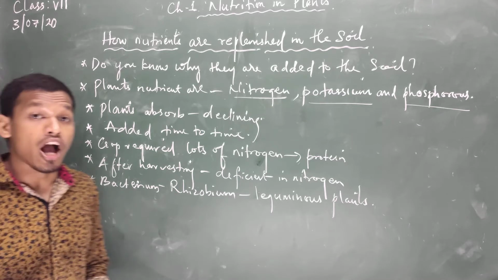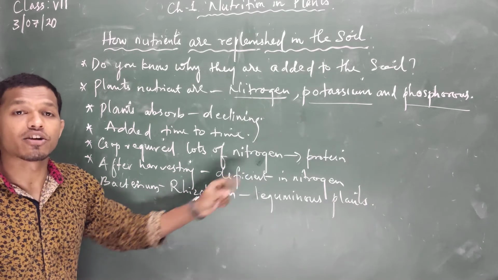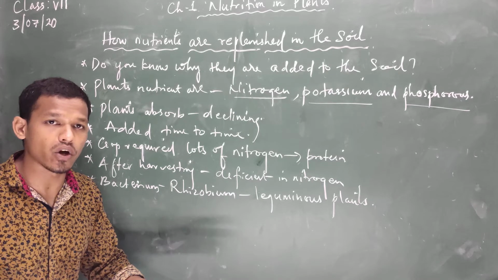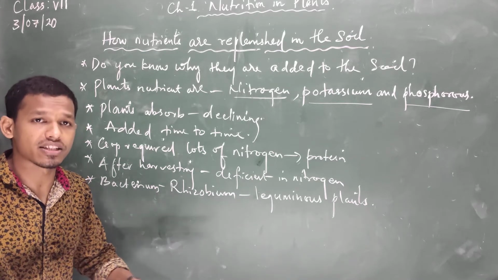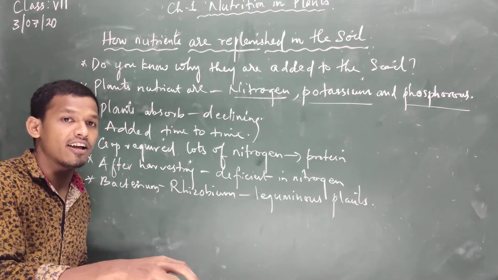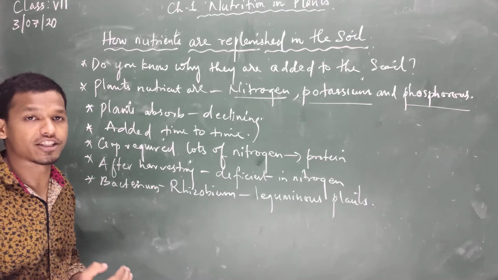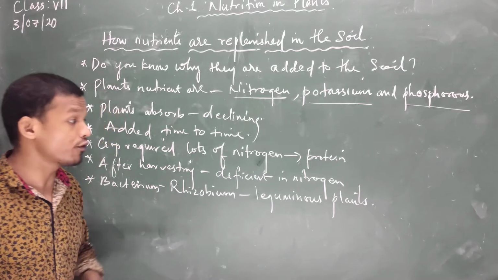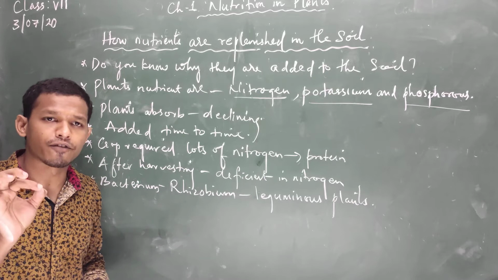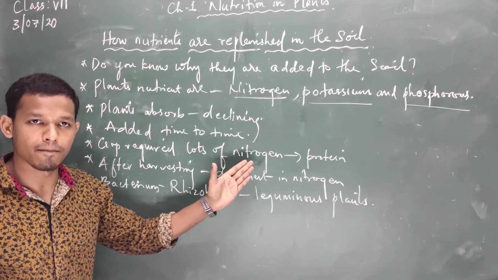But do you know why? After harvesting, there will be a deficiency of nitrogen in the soil. Whatever nitrogen was present in the soil before harvesting is utilized. If you sow another seed or cultivate another crop in the same field, you will find that there is a deficiency of nitrogen in the soil. Therefore, we require nitrogen. But as we know, nitrogen is available in the atmosphere. In the air, you will find nitrogen available.